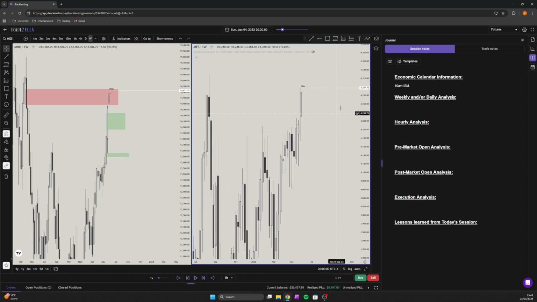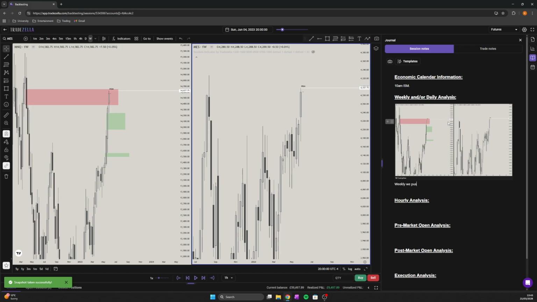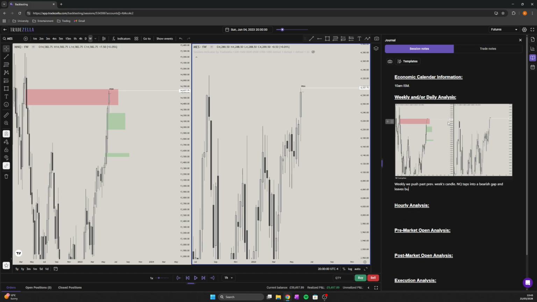And now let's comment on the weekly. Okay, so on the weekly, we push past previous week's candle. NQ taps into a bearish gap. I'm not going to care about the spelling, okay, because it's something that's just going to be in my head. NQ taps into a bearish gap, and leaves bullish IRL gaps. ES does not leave any IRL gaps and is tapped into a rejection block.